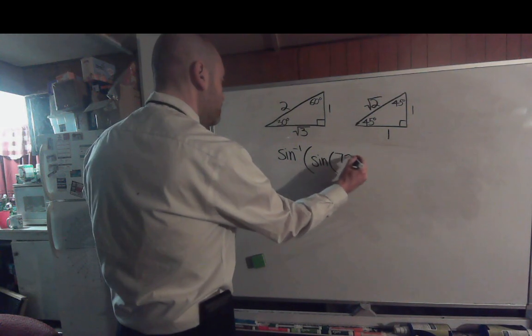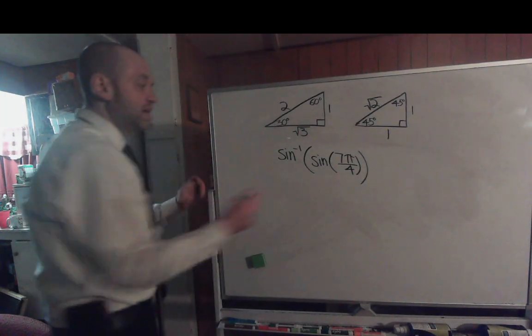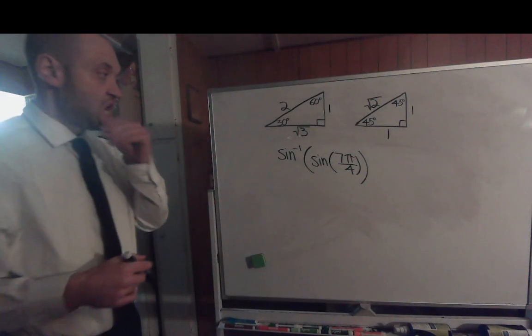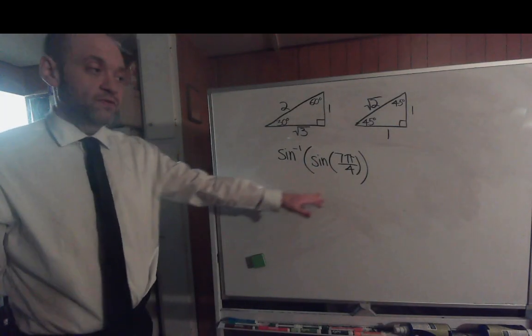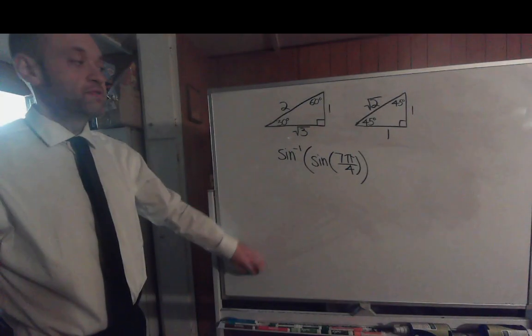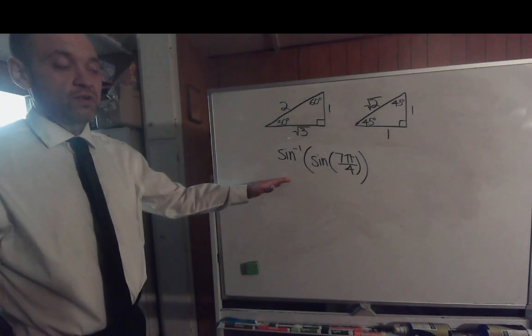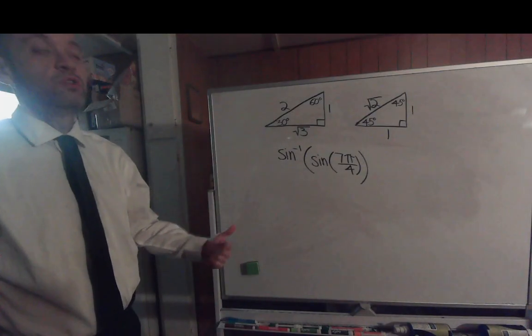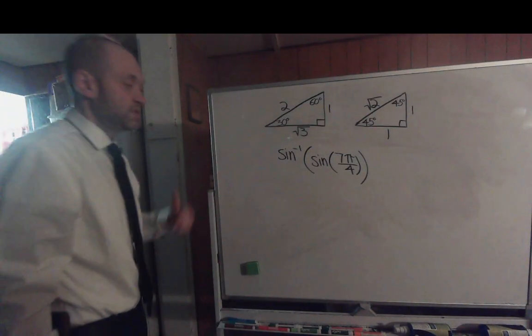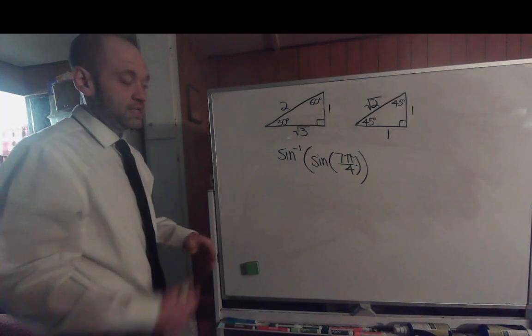Alright, so now we're going to take the sine inverse of the sine of 7 pi over 4. Well, the answer is not going to be 7 pi over 4 because that's out of the range of the sine inverse function, right? The range of your sine inverse function is negative pi over 2 inclusive to pi over 2 inclusive. But 7 pi over 4 is in the fourth quadrant, right?